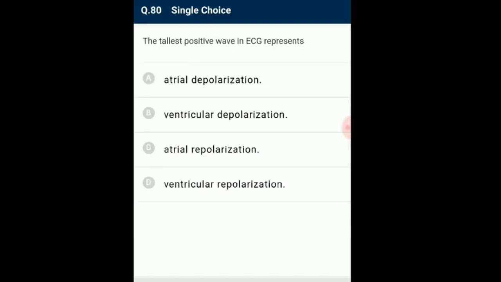Question number 80. The tallest positive wave in ECG represents the record of the electrical activities of the cardiogram. The waves of ECG include PQRST waves. P wave represents the depolarization of the atria, the QRS complex represents the depolarization of the ventricles, and the T wave represents the ventricular repolarization. The waves above the isopotential line are called positive waves and the ones below it are called negative waves. P, R, T are positive waves while Q, S are negative waves. R is the tallest wave, which is part of the QRS complex. So the answer is option B, ventricular depolarization.